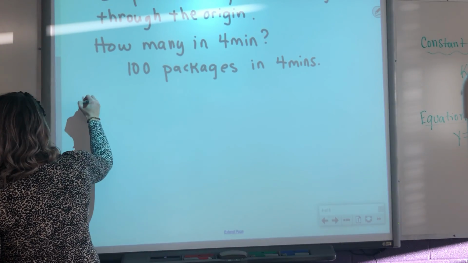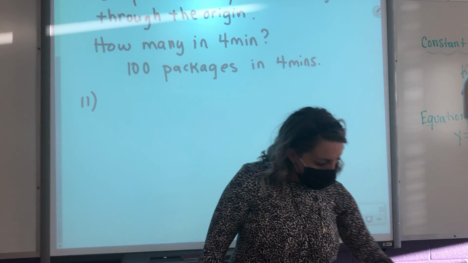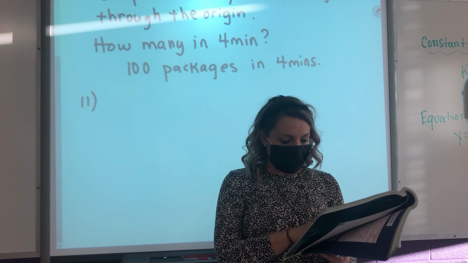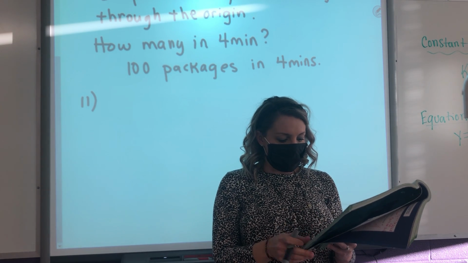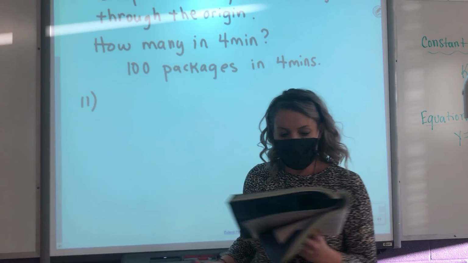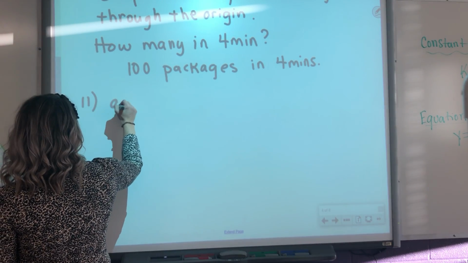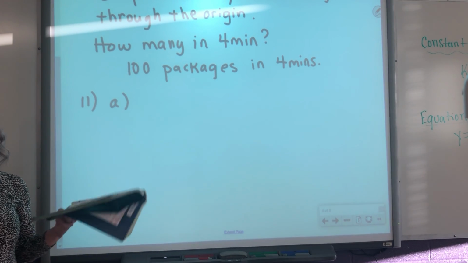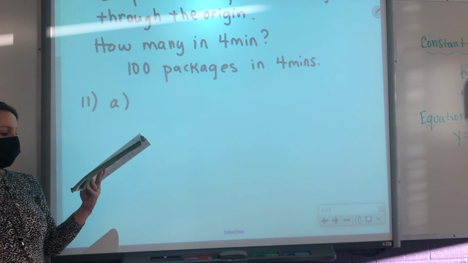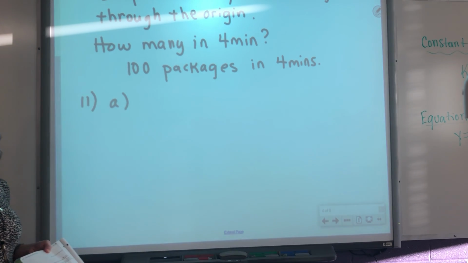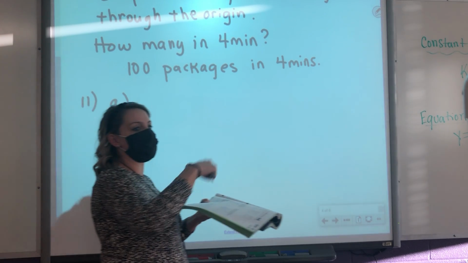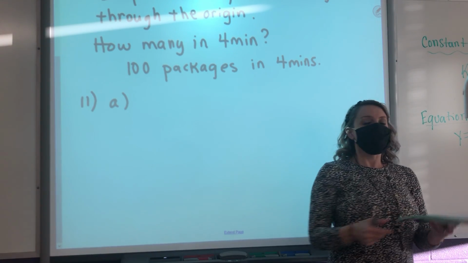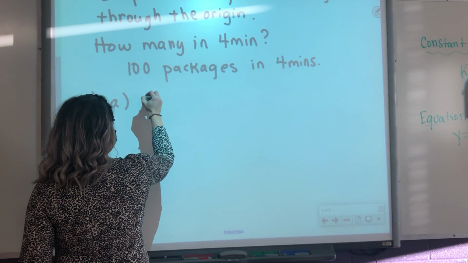Okay, number 11. The graph shows a proportional relationship between the cups of flour a baker uses and the number of cookies made. So, letter A. What does the point (0, 0) represent in this situation? Zach, go ahead. Okay, so it is the origin, but what about this situation specifically? Shane, go ahead. Very good.